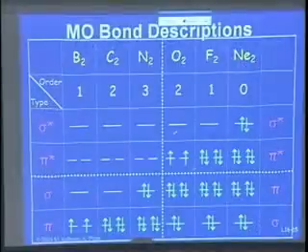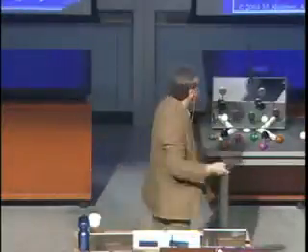I can only place 6 in the bonding, so I have to put 2 in the antibonding. Okay, bond order is 2, 4, 6 minus 2 is 4, divided by 2 is 2. Remember the double bond in the oxygen we had in the Lewis structures? Fits. Okay, it would be bad if it wouldn't fit.